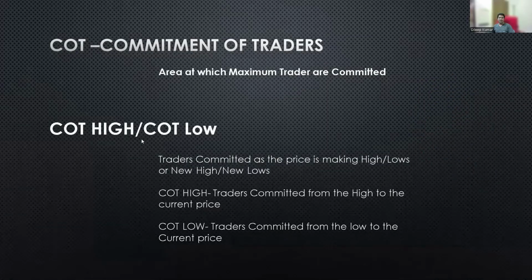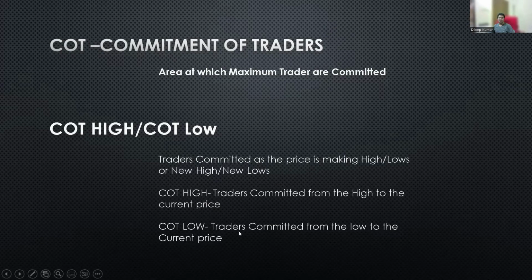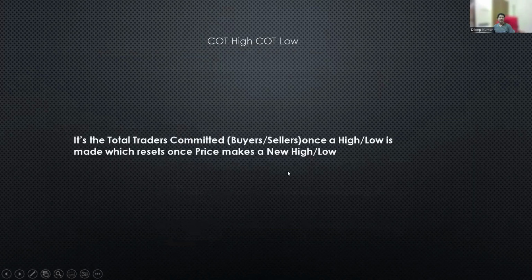What is cart high, cart low? Traders commit as the price is making new highs or new lows. What is cart high? Traders committed from the high to the current price, meaning below the high. Cart low is traders committed from the low to the current price. The current price has to be above the low, right?